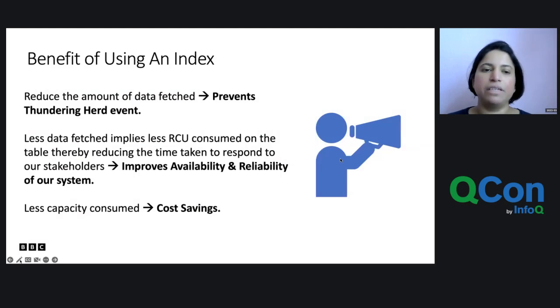So now as I said, it reduces the amount of data fetched, which prevents a thundering herd event on the DynamoDB. Less data implies less capacity and hence less time taken, which improves the availability and reliability of our system. And of course, less capacity implies cost savings, which is a win-win.